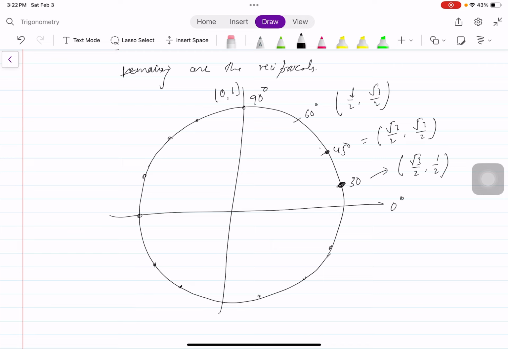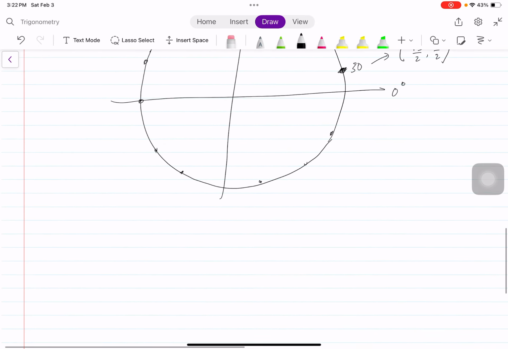I will come up with many other problems in my next video, where we will use this unit circle and solve the problems. Until then, thank you for watching.